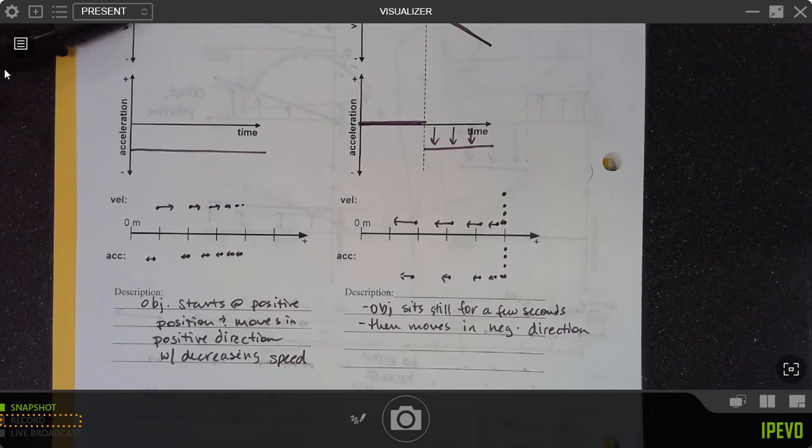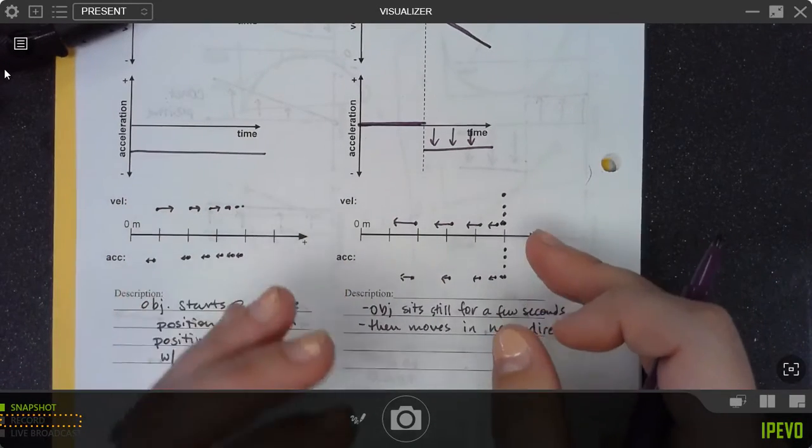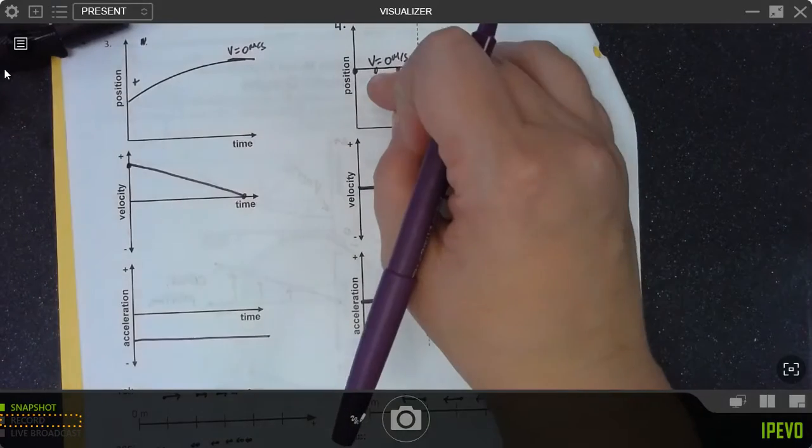Jacob. For my description for like the first part, I put the object is motionless for half the time. That's fine. On the ground. Yeah, that's fine. Yep. Like there, we're just looking for the idea. I'm not trying to get you guys to match the words that I would use. I just want you to be able to describe what's happening with the motion.